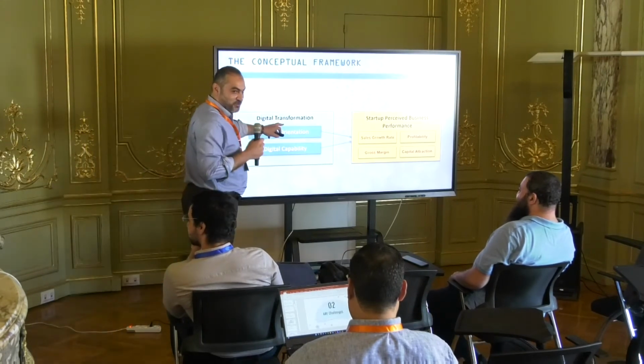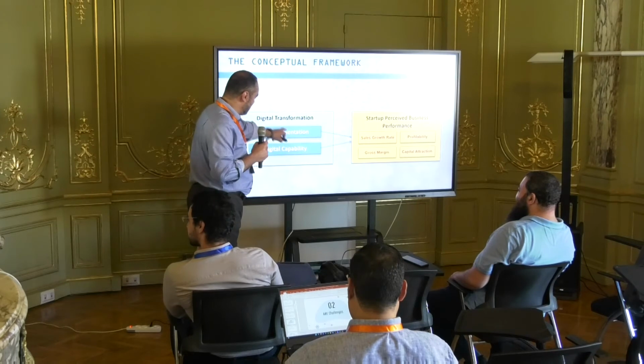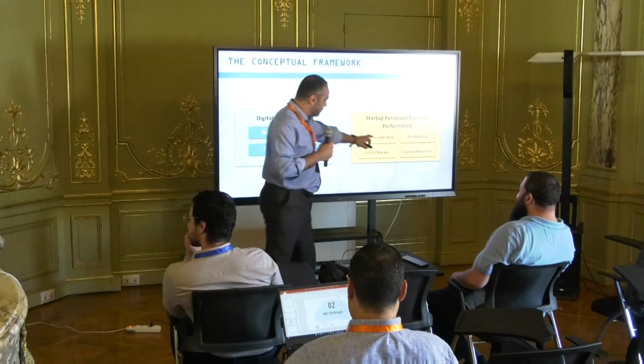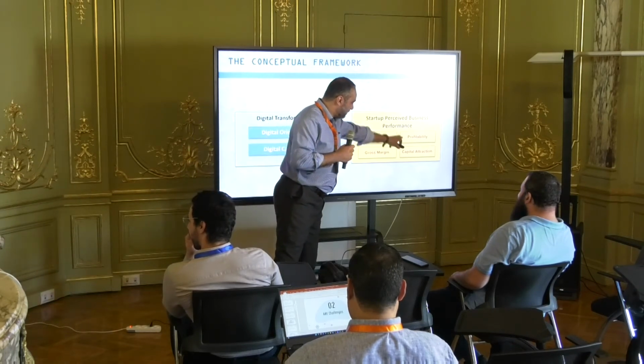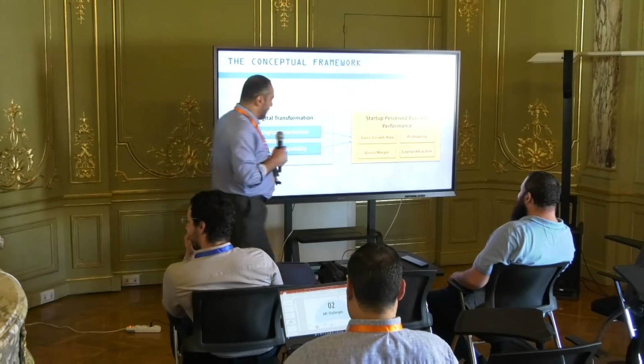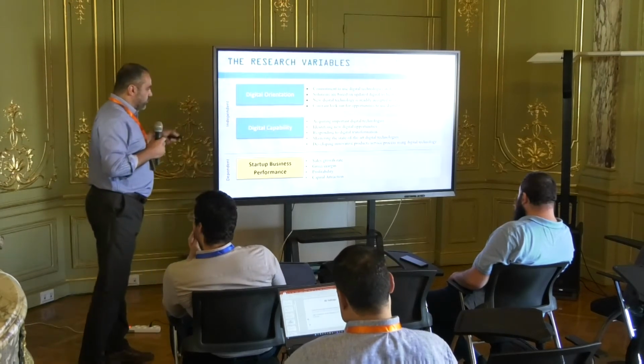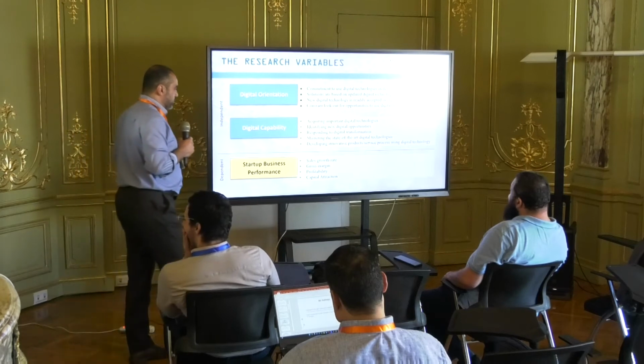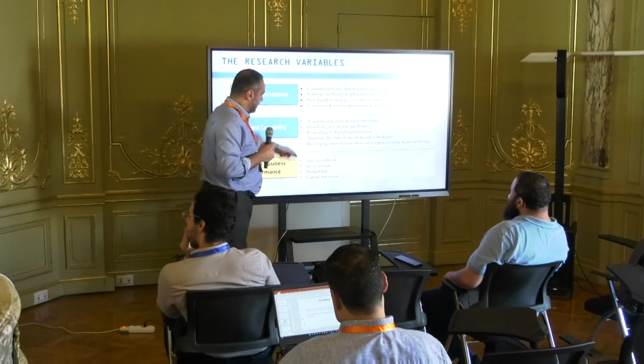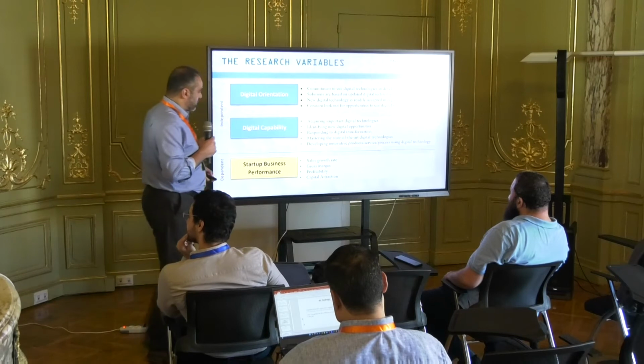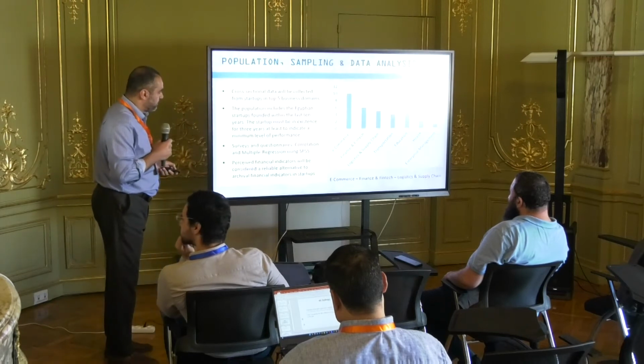These are the research variables. We have 2 main variables: digital orientation and digital capability, and we need to study how these impact growth rate, profitability, capital attraction, and gross margin. We did some initial surveys already and a pilot study on this, and there is a survey that covers different questions for each variable.